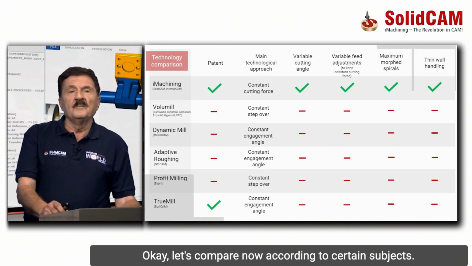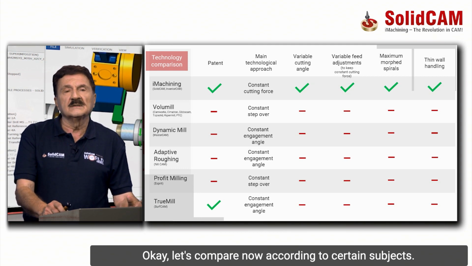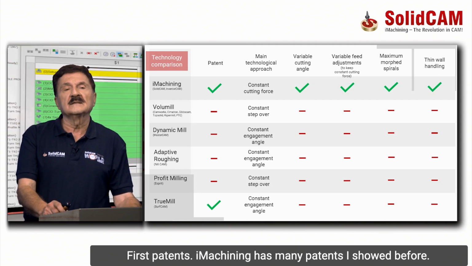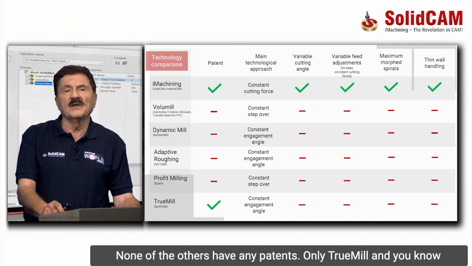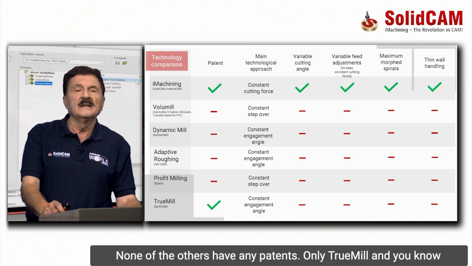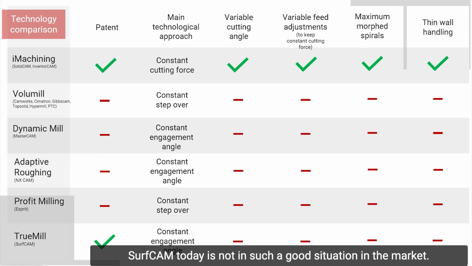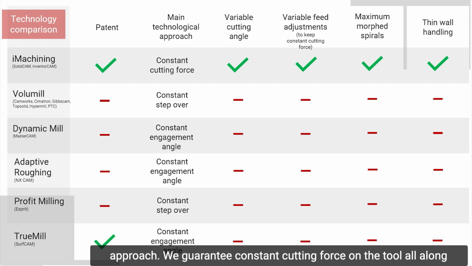Okay, let's compare now according to certain subjects. First, patents. iMachining has many patents, as I showed before. None of the others has any patent, only TrueMill, and you know SolidCAM today is not in such a good situation in the market. Now, what is unique about iMachining is the main technological approach. We guarantee constant cutting force on the tool, all along the toolpath.